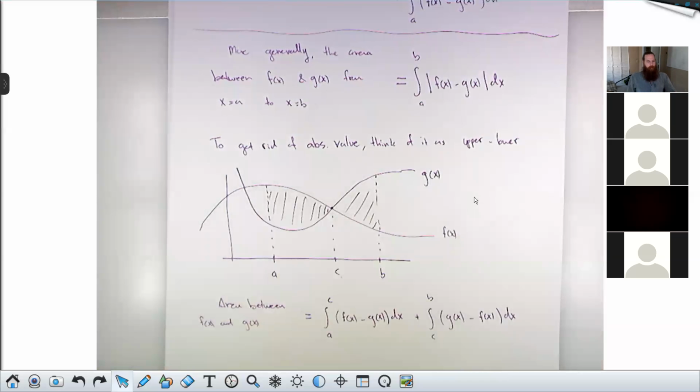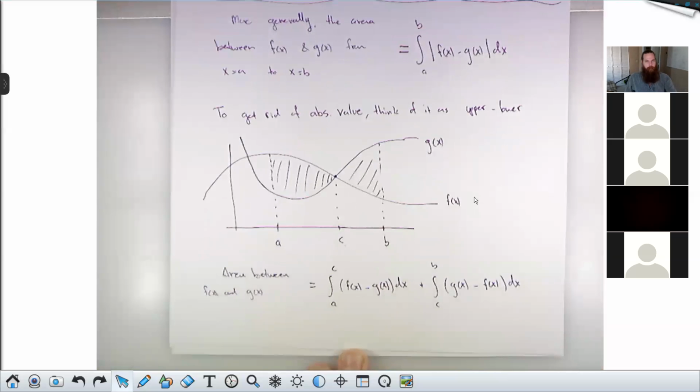So it's this picture down at the bottom here. This is the formula they give you in the textbook. And in situations where F and G trade places, go from upper to lower, lower to upper, this is how you break it down. This is how you get rid of the absolute values. Because the absolute value of F minus G is either F minus G itself or the negative of F minus G, which is G minus F.